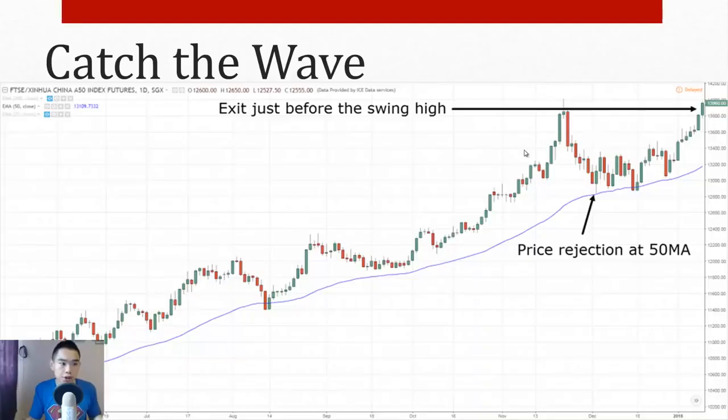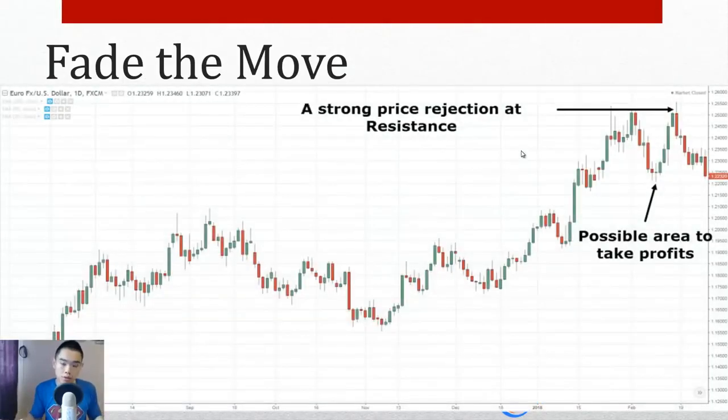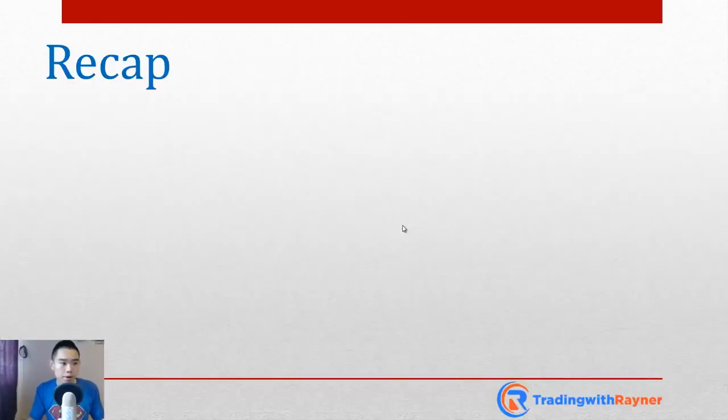Whereas this one over here, the fade the move, you don't want to overstay. You're trading against the trend. You want to get out when the market is starting to show signs of strength in the direction of the trend. Okay, so with that said, let's do a super quick recap of what you've learned today.